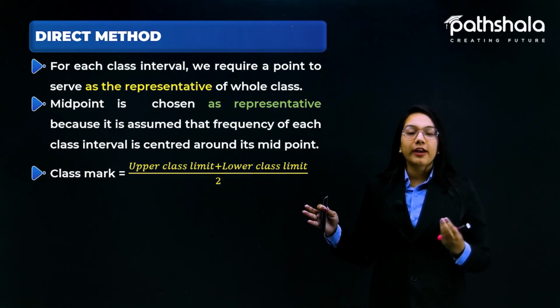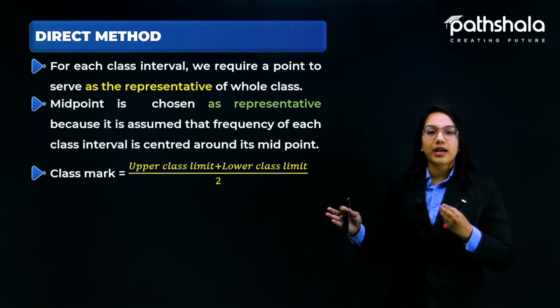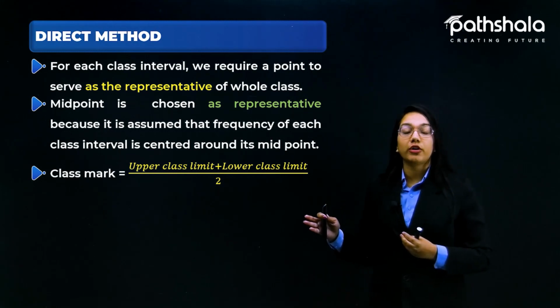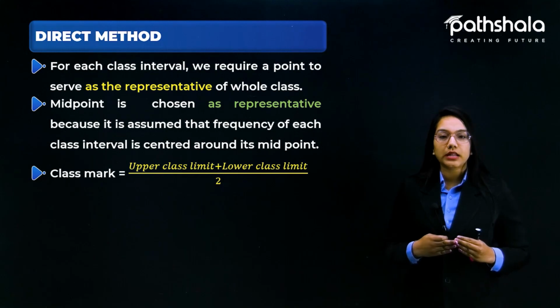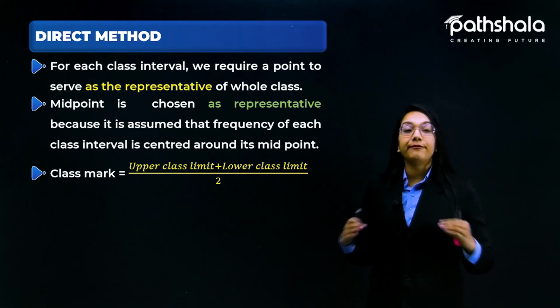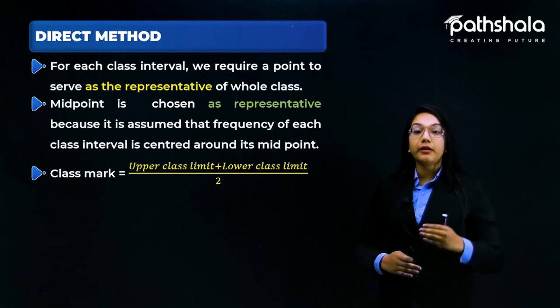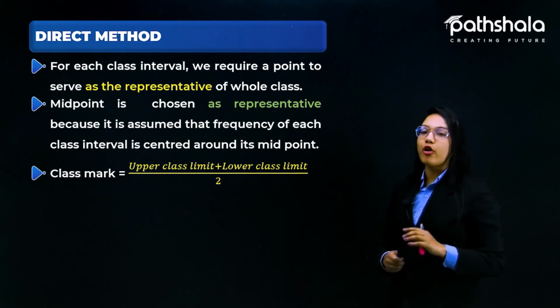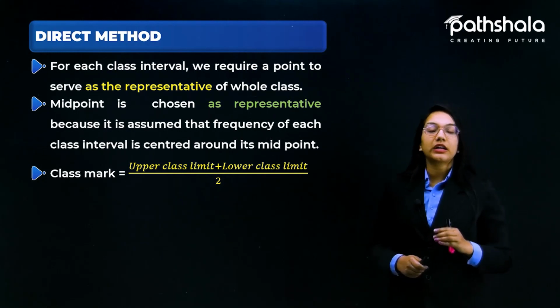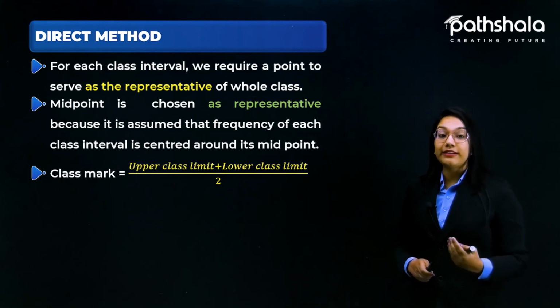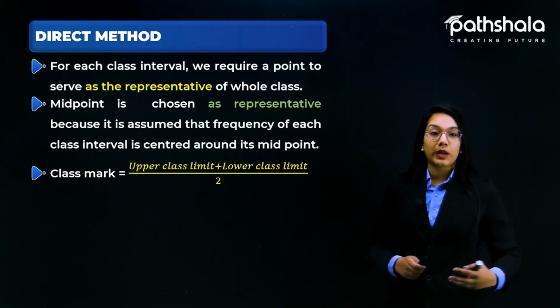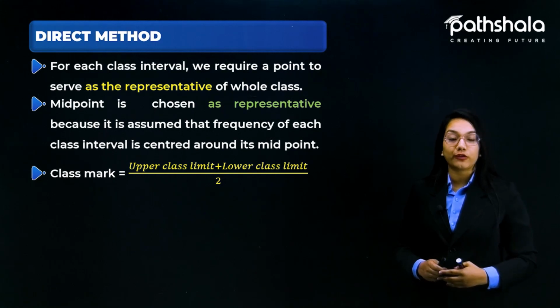And how can we find the midpoint or the class mark? Class mark we can find with the help of the formula, which is nothing but the upper class limit plus the lower class limit of the class interval divided by 2. So remember this particular formula, which is called the class mark. Now let's see an example related to the direct method of finding the mean of grouped data.